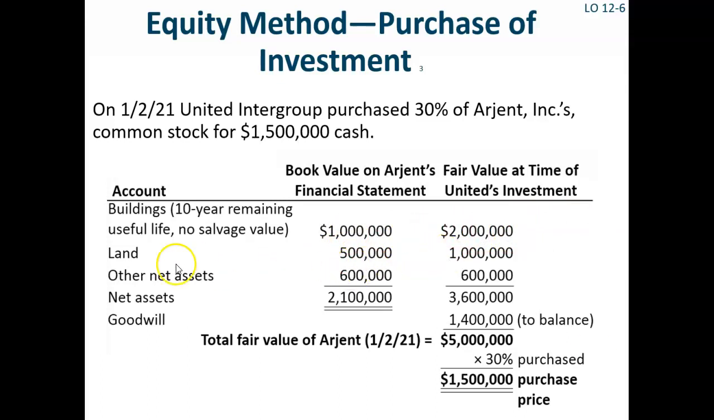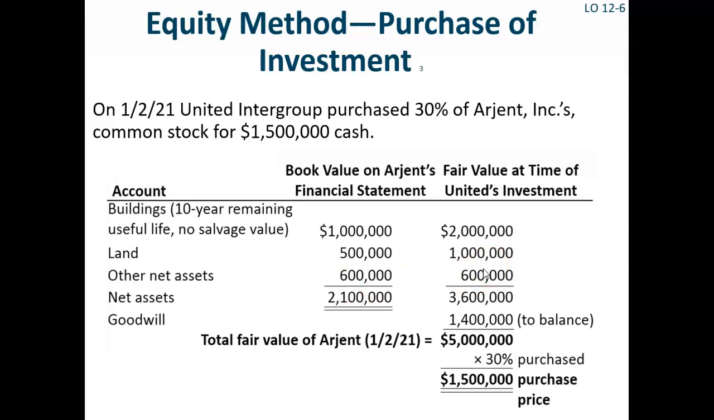The same analysis should be applied to land. Land is undervalued by $500,000. That's the $1 million fair value minus the $500,000 book value. So United's portion of the undervalue of the land is $150,000. That's the $500,000 total undervaluation times 30%. Notice that the other identifiable net assets are not undervalued. Their book value and fair value are the same.